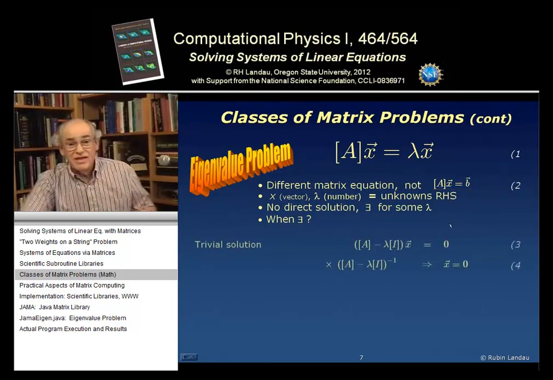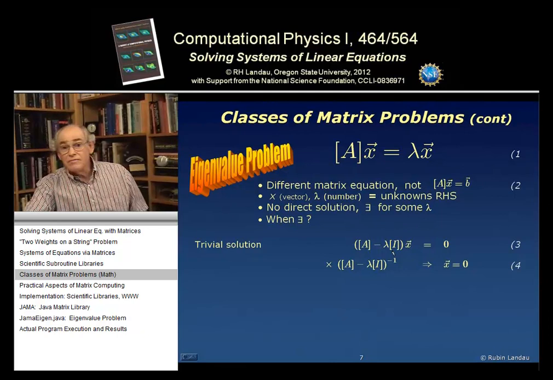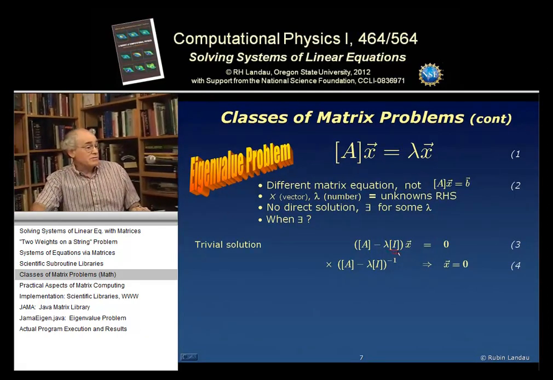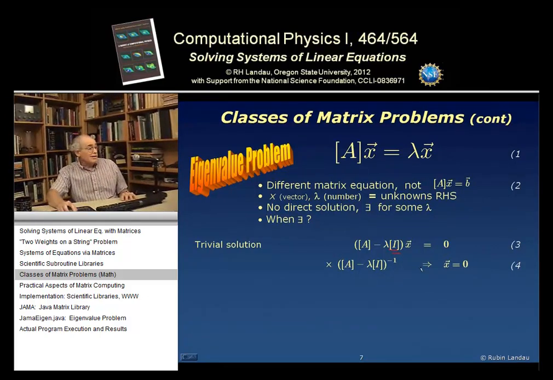Well, they exist, and now we use inverses again, even though you don't want to use them on the computer too often. Well, they exist because you can look at this and say, aha, let's write equation 1 as something equal to 0. So we have A times X, then minus lambda times the unit identity matrix times X equals 0. So if we now multiply both sides of equation 3 by the inverse of this thing in parentheses, A minus lambda I inverse, on both sides, we would get X equal to 0. So that's a solution. That's always a solution of the eigenvalue problem.